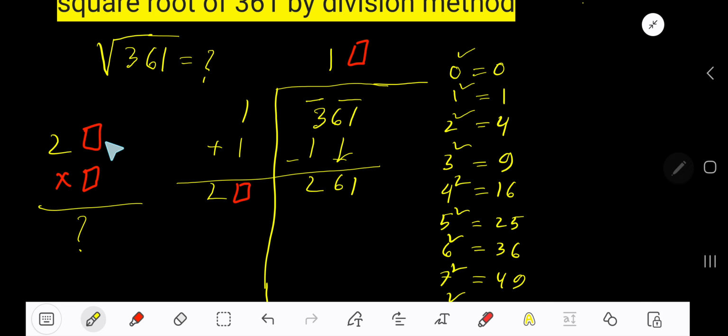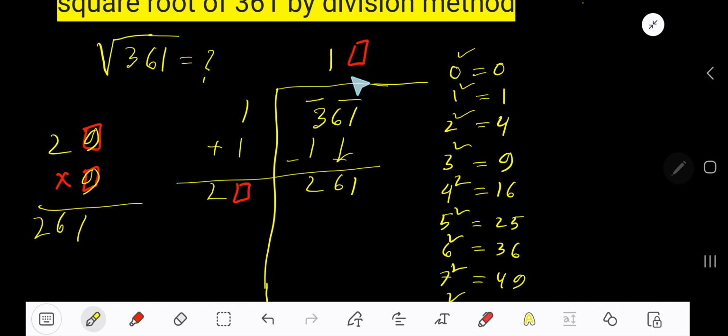Let me place here 9, right? 9. So 9 times 9, 81. Place here 1, carry the 8 to the next. 9 times 2, 18. 18 plus 8, 26. So 29 times 9 gives you 261.